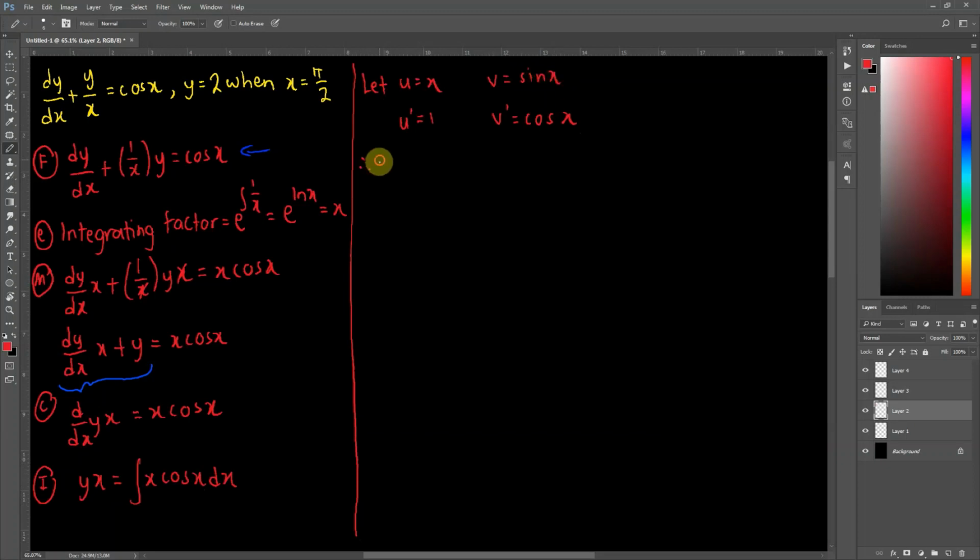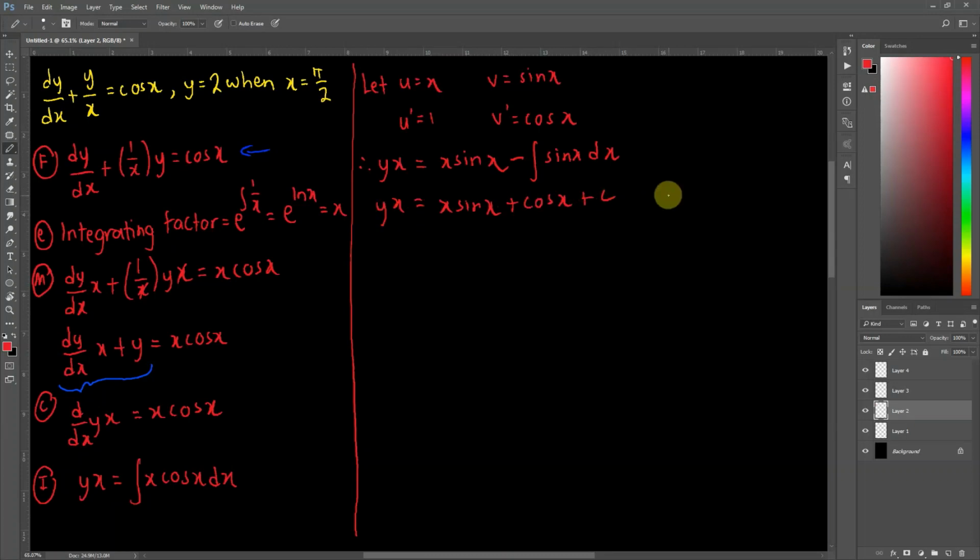So my equation now becomes yx equals to, integration by parts, x times sine x, u times v, minus the integral of u prime v, which is sine x dx. Okay, next step is we calculate the integral of sine x. Integral of sine is negative cos. This one has a negative, so it becomes plus cos x plus c.